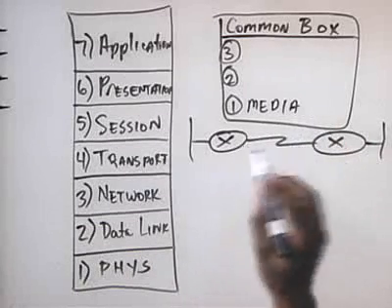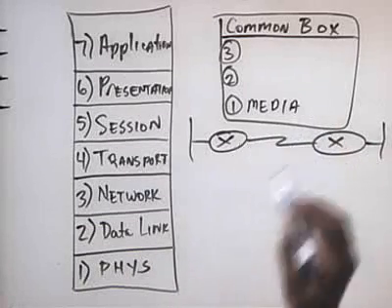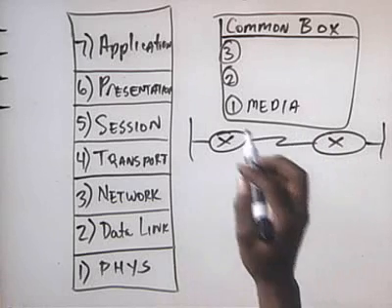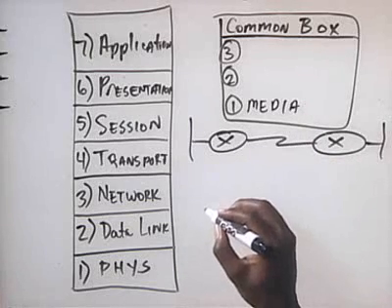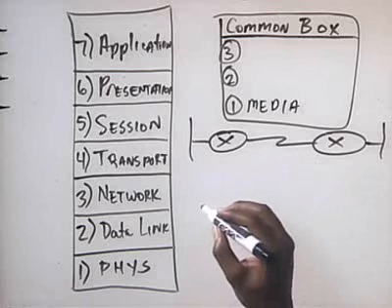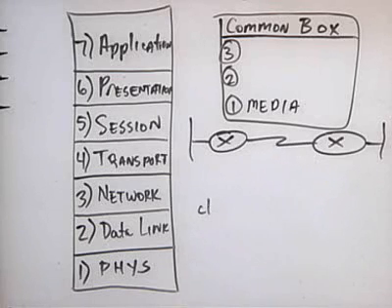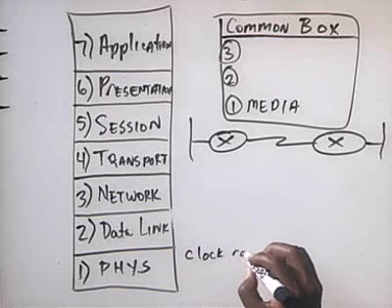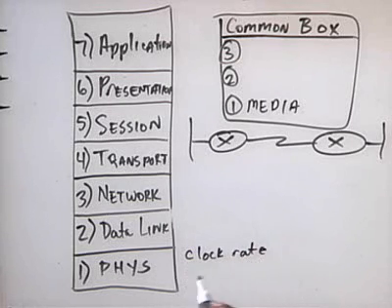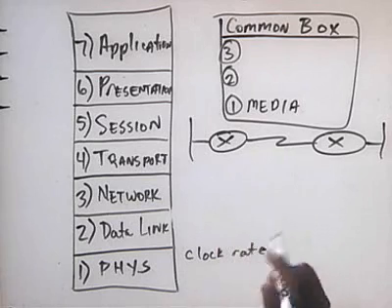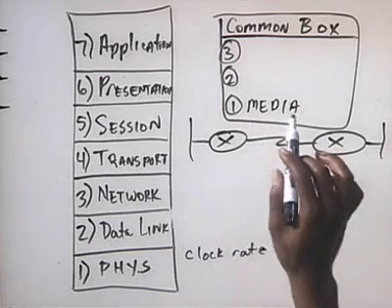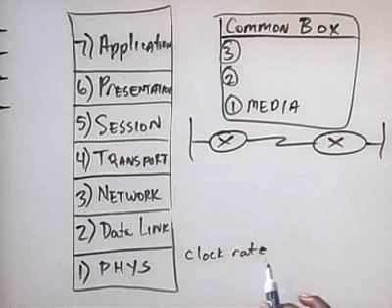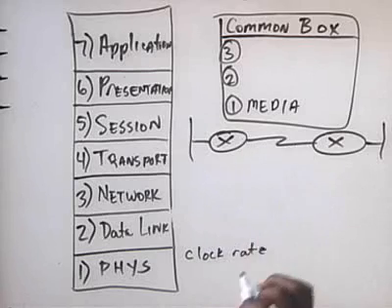So, in order for two of these routers to talk at layer 1, a clock rate would have to be set on that serial interface. So we've got that clock rate at layer 1. Assuming that clock rate is set and that the media is connected, you should have communication at layer 1.